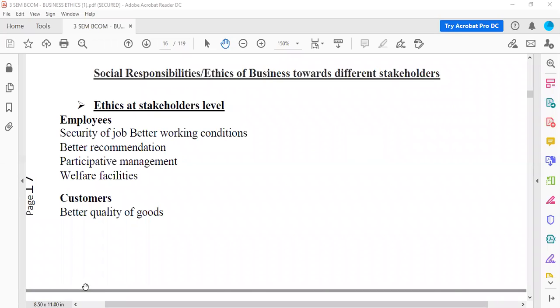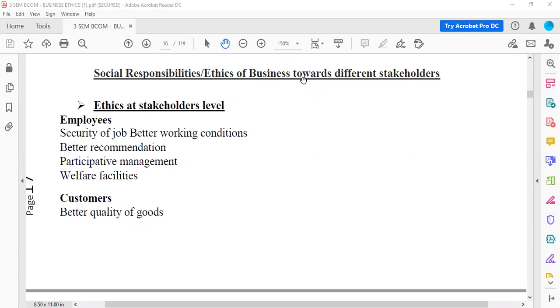Okay. Now moving further, social responsibilities, ethics of business towards different stakeholders. This is another 14 marks question. Explain briefly the social responsibilities of business ethics. Explain briefly the ethics towards different stakeholders. Let us see who the stakeholders are. Stakeholders are people who are interested to know about the company. They are more interested to understand what the company is. So they are stakeholders.